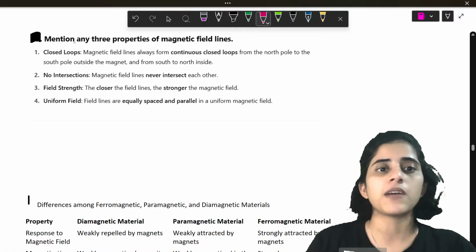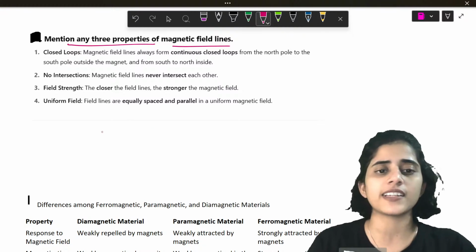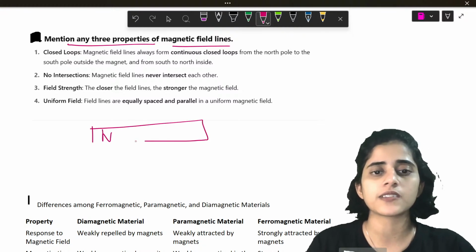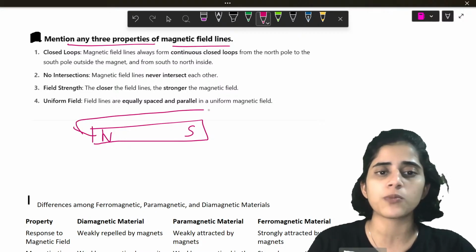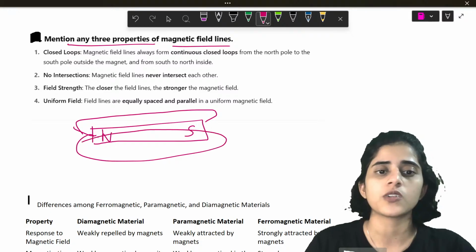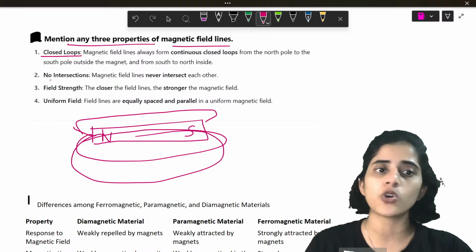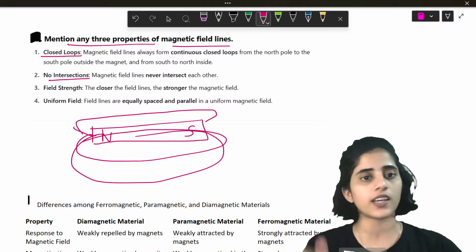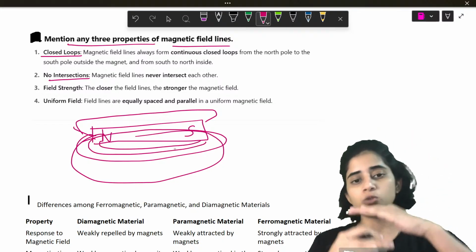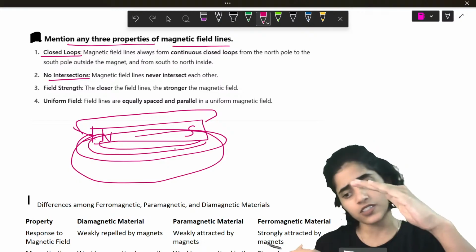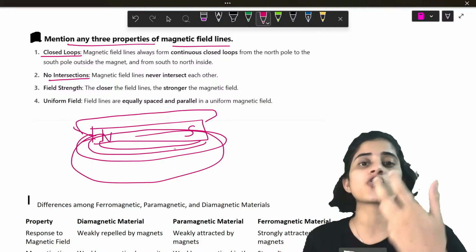Next question. Mention any three properties of magnetic field lines. What are magnetic field lines? If you have a magnet, North Pole, South Pole, magnetic field lines always start from the North Pole and go into the South Pole, which means they form closed loops. No intersections, one loop does not intersect with the other. Near the magnet, the field lines are closer. As you move away from the magnet, the field lines become further away. That's because the magnet becomes less strong.